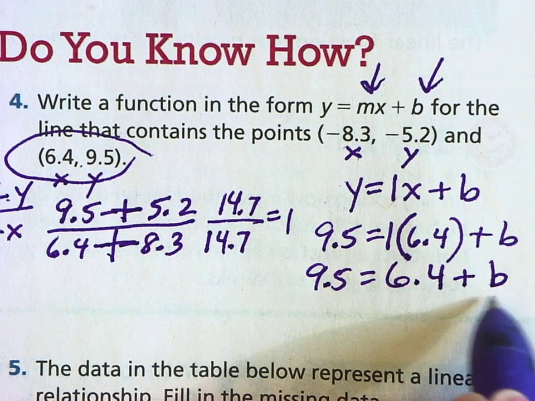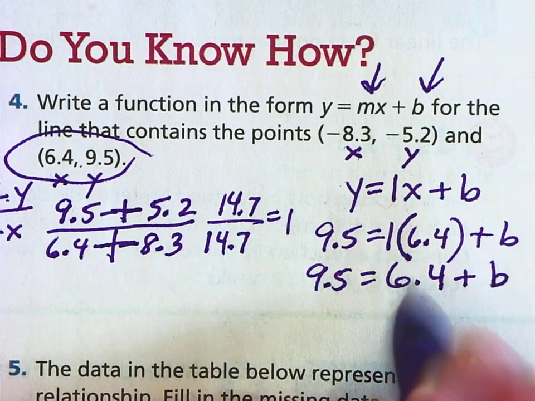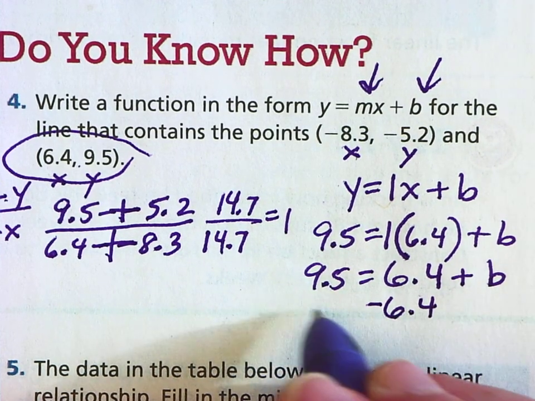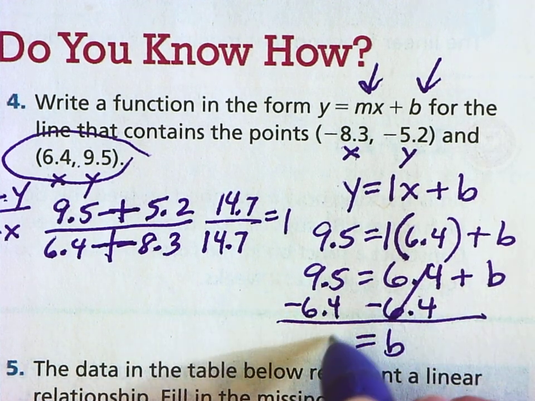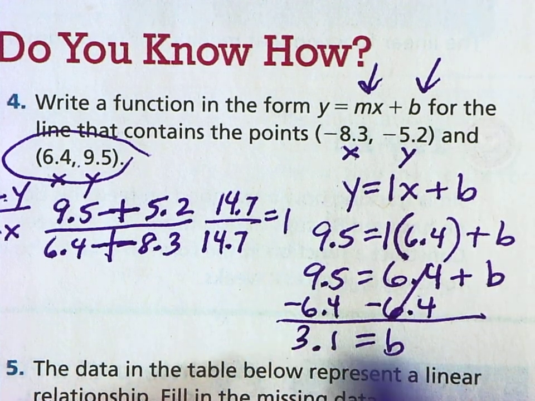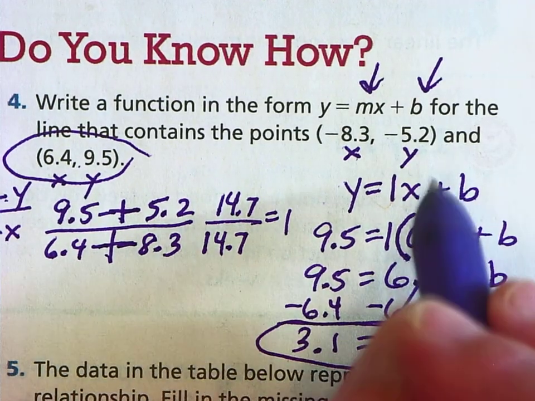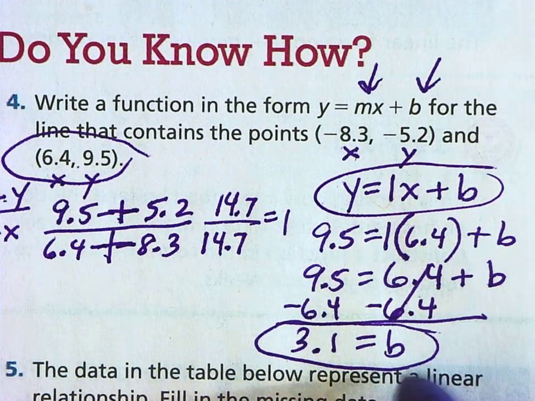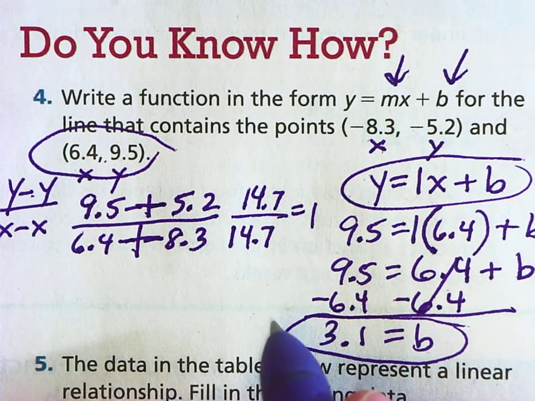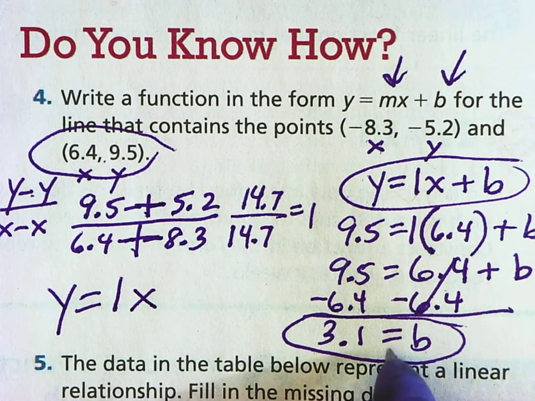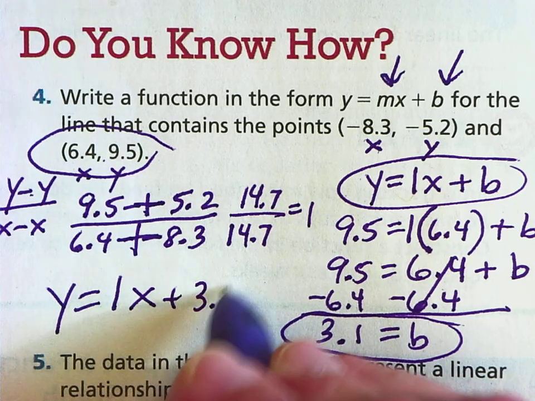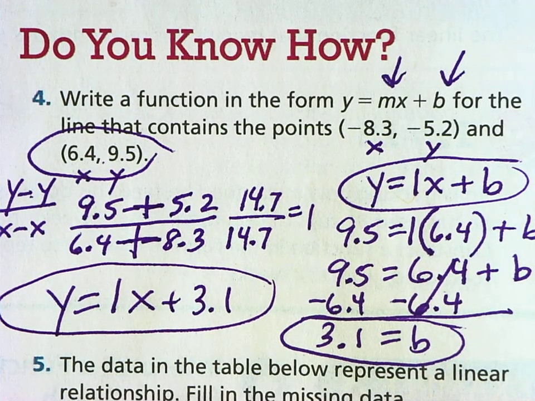Plus b. Now, to get the b by itself, I'm going to move the 6.4 to the other side. I'm going to subtract it. b is 3.1. So, folks, my slope is 1, and my b is 3.1. Now, put that all together. Final answer. Y equals 1x is my slope plus 3.1. There is my equation in slope-intercept form.